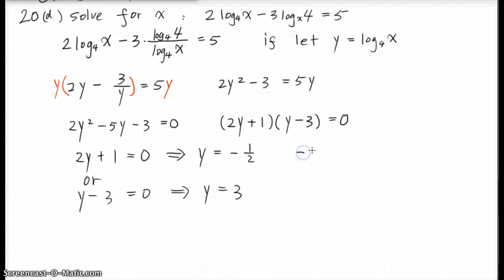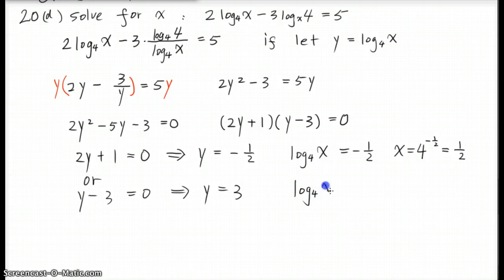So that means the log 4x equals negative 1 over 2. So solve x is going to be 4 to the negative 1 over 2. So this should be 1 over 2.